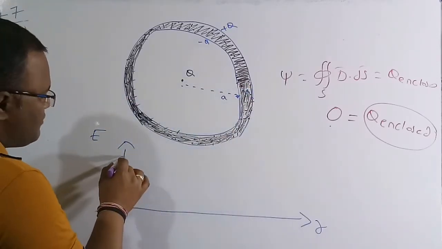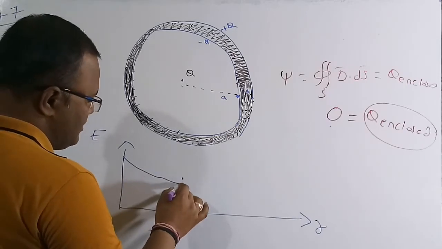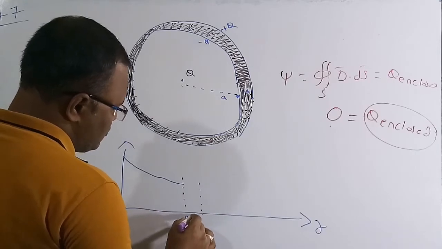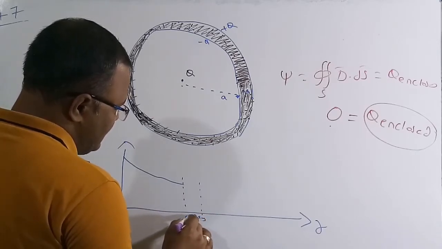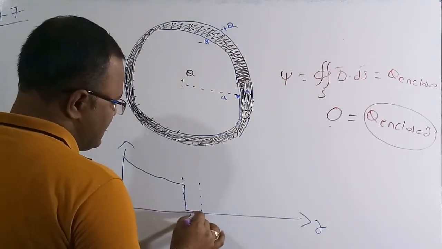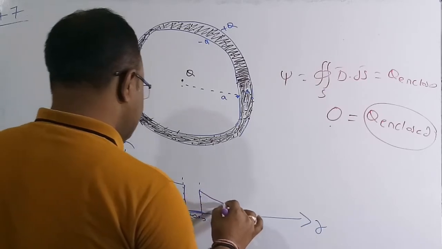The electric field will always reduce in this manner. Up to a it will be non-zero, and from a to a plus delta a, this is inside the conductor, so it has to be 0, because inside the conductor the electric field is 0. Again from outward it will be in this manner.